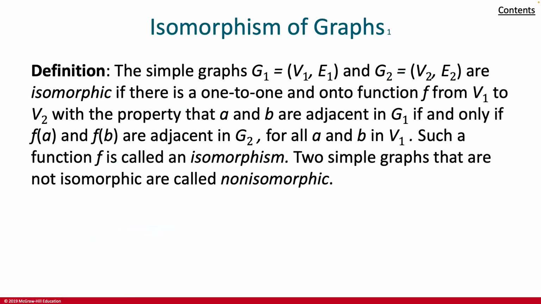Okay, in terms of isomorphisms of graphs, here is a definition for that. The simple graphs G1 = (V1, E1) and G2 = (V2, E2) are isomorphic if there is a one-to-one and onto function f from V1 to V2 with the property that a and b are adjacent in G1 if and only if f(a) and f(b) are adjacent in G2, for all a and b in V1. Such a function is called an isomorphism. Two simple graphs that are not isomorphic are called non-isomorphic.